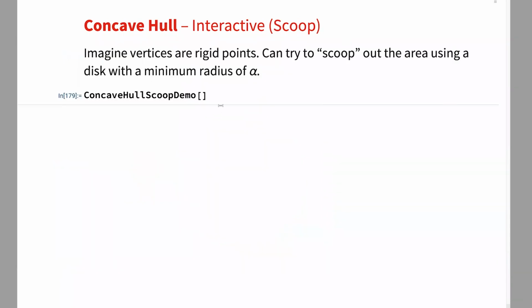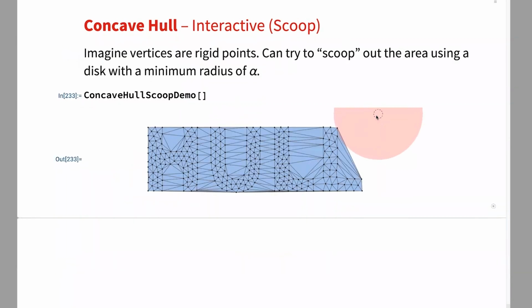Another common way this is sometimes described is that you're scooping out the triangles with a disc that you move around, which destroys these triangles. The disc has a minimum radius, which is the alpha radius, and it cannot pass through points. So for example, I can get these wider regions, but if I try to go inside this shape, it gets stuck there and won't move. So we can do this, and it produces a nice hole in this shape.